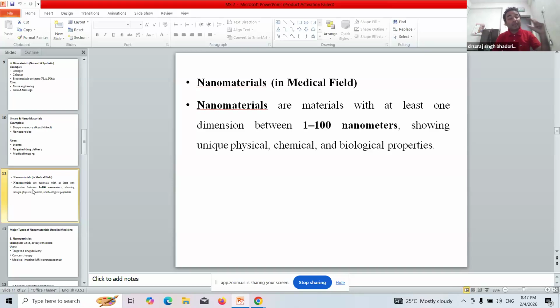Suppose there are two particles, A and B, and the size of A is more than B, so the action of A is less than B. Okay, so the size of a particle is inversely proportional to its action. That's why we want potentization. This is the beauty of homeopathy. Why do we do potentization, pulverization, trituration, succussion? Because we want to convert the mass particle into the massless particle.